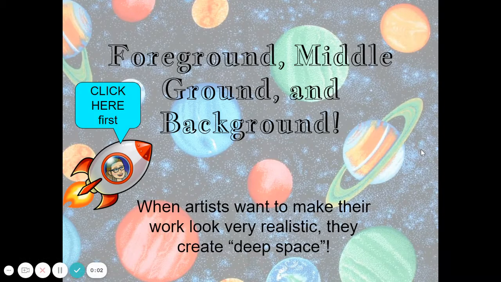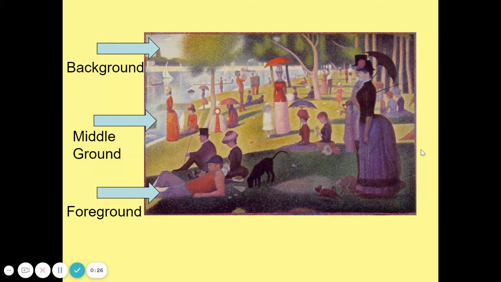Hello, artists. This week, we're going to talk about foreground, middle ground, and background. We're going to be talking about the idea of deep space in art. Deep space doesn't really mean in outer space like the picture on your screen right now. It actually means how to create depth in your art. So we're trying to create something that looks 3D on a 2D surface.